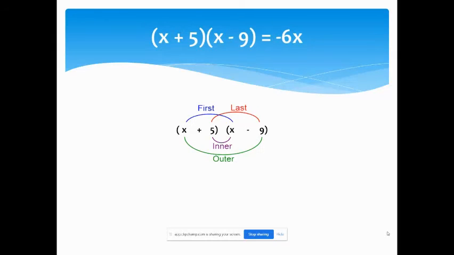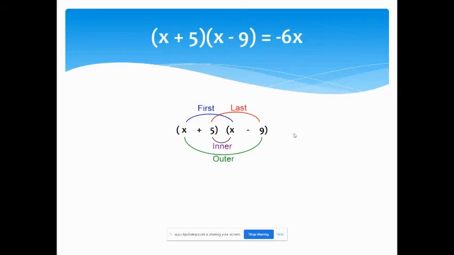So what do we need for us to multiply? Let's use the FOIL method. FOIL method is the technique we use to multiply binomials. And what is the meaning of FOIL? F stands for first, O stands for outer, I means inner, and L means last term. So if we multiply those two binomials, we would get an answer of x squared minus 4x minus 45 equals 6x. Now how could we elaborate the FOIL method we said earlier?